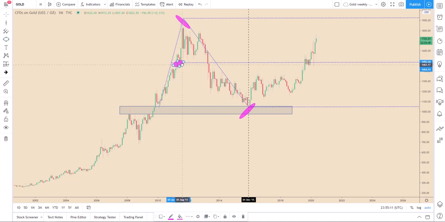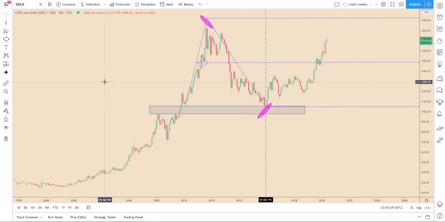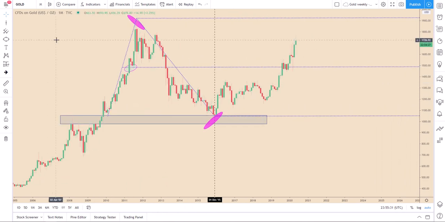And let me change the color of this and do that so we can see the price. Yeah, there we go. And then same thing, let's go over here.